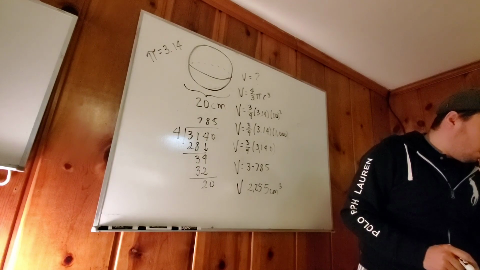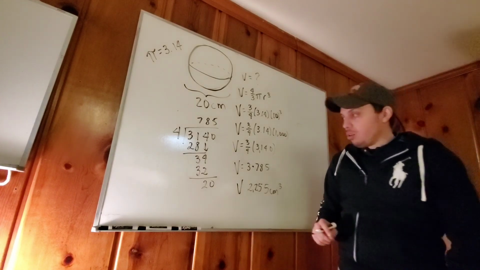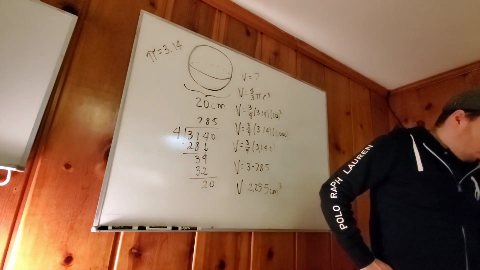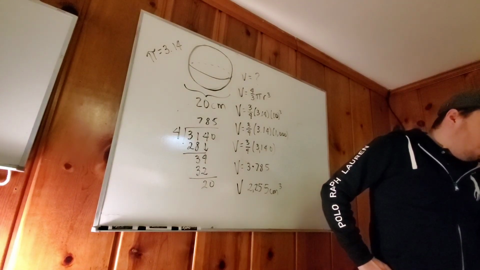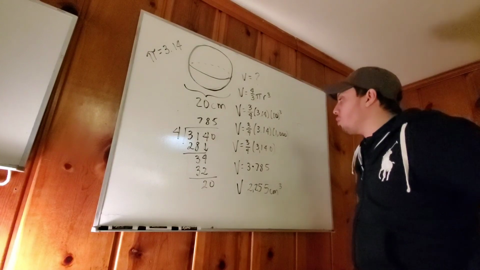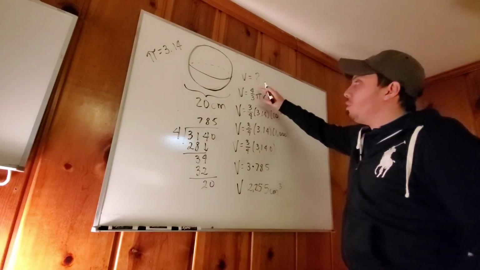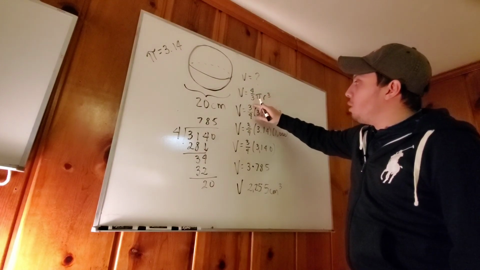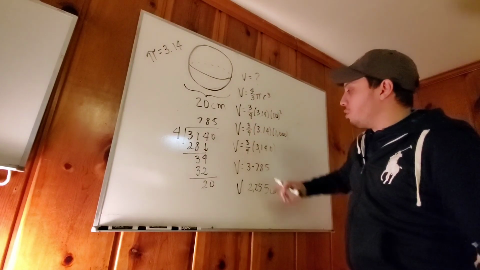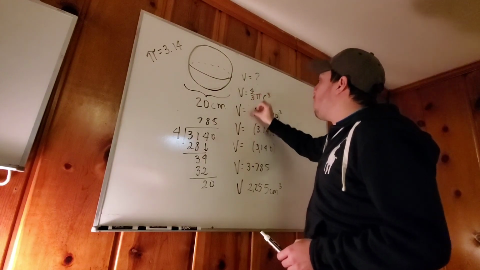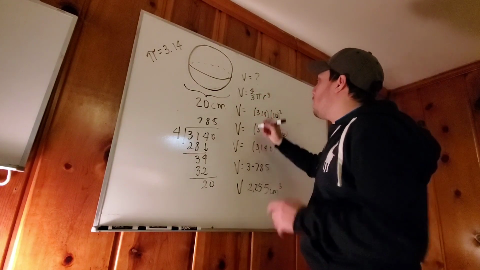Not even close. Where did I go wrong? This is where I went wrong. You see here, that's why you need to check. It's 4/3, but then I put 3/4, 3/4, 3/4. It's because I didn't use the right fraction. It's 4/3, not 3/4.